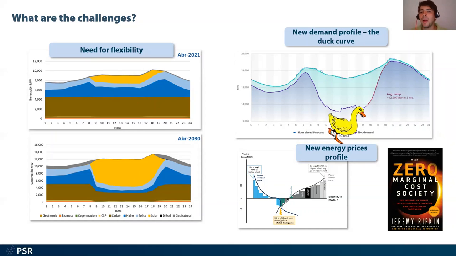And that's why we are proposing in this talk a new decomposition algorithm that will make it easier to solve expansion planning models with lots of scenarios.